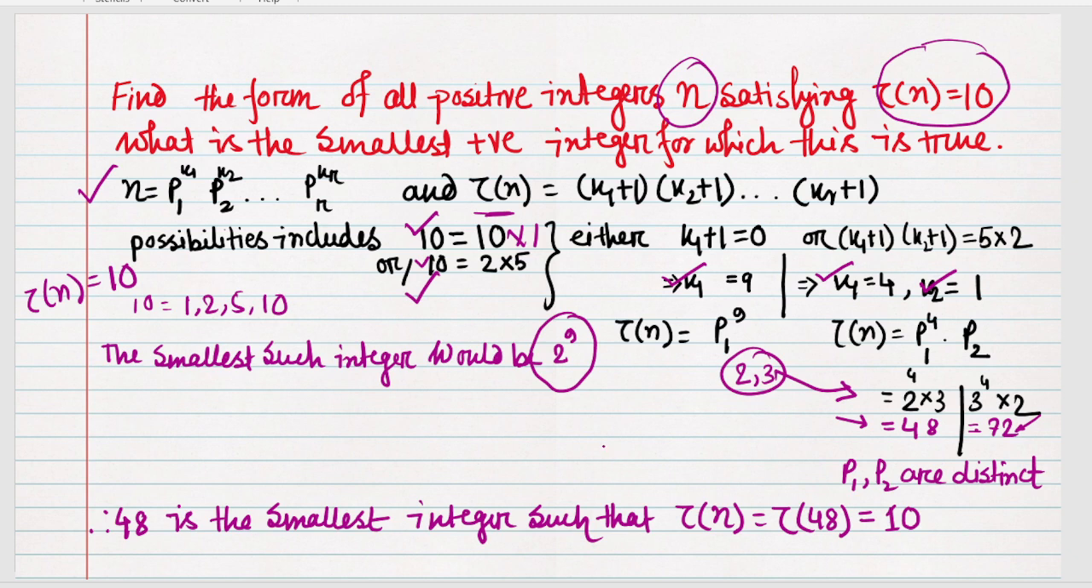So in the first case, 2 raised to power 4 into 3, we have the smallest integer such that tau of n equals tau of 48 equals 10, which satisfies our statement. Therefore 48 is the smallest integer n that satisfies tau of n equals 10. That means tau of 48 equals 10. This is true for the smallest integer 48, which concludes today's lecture.